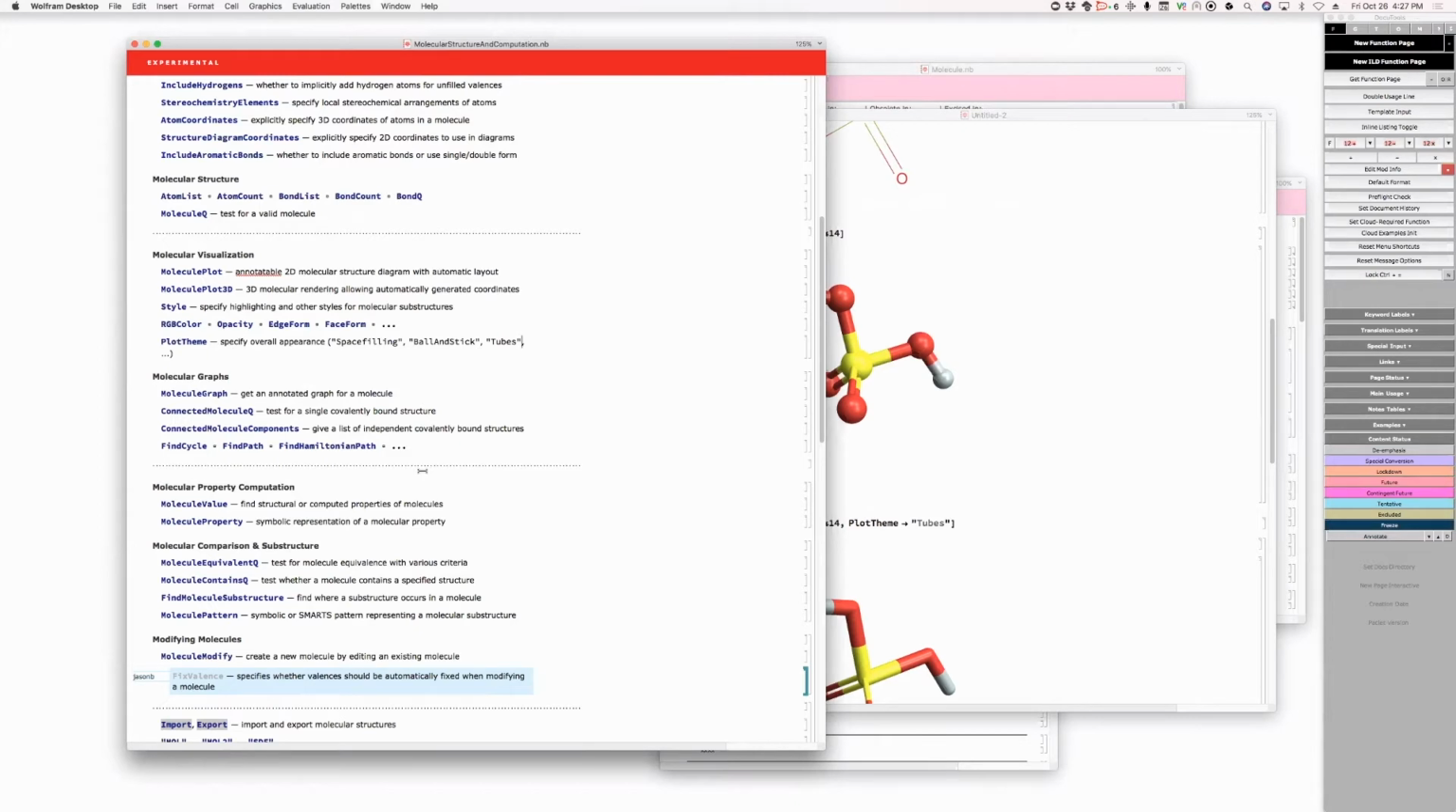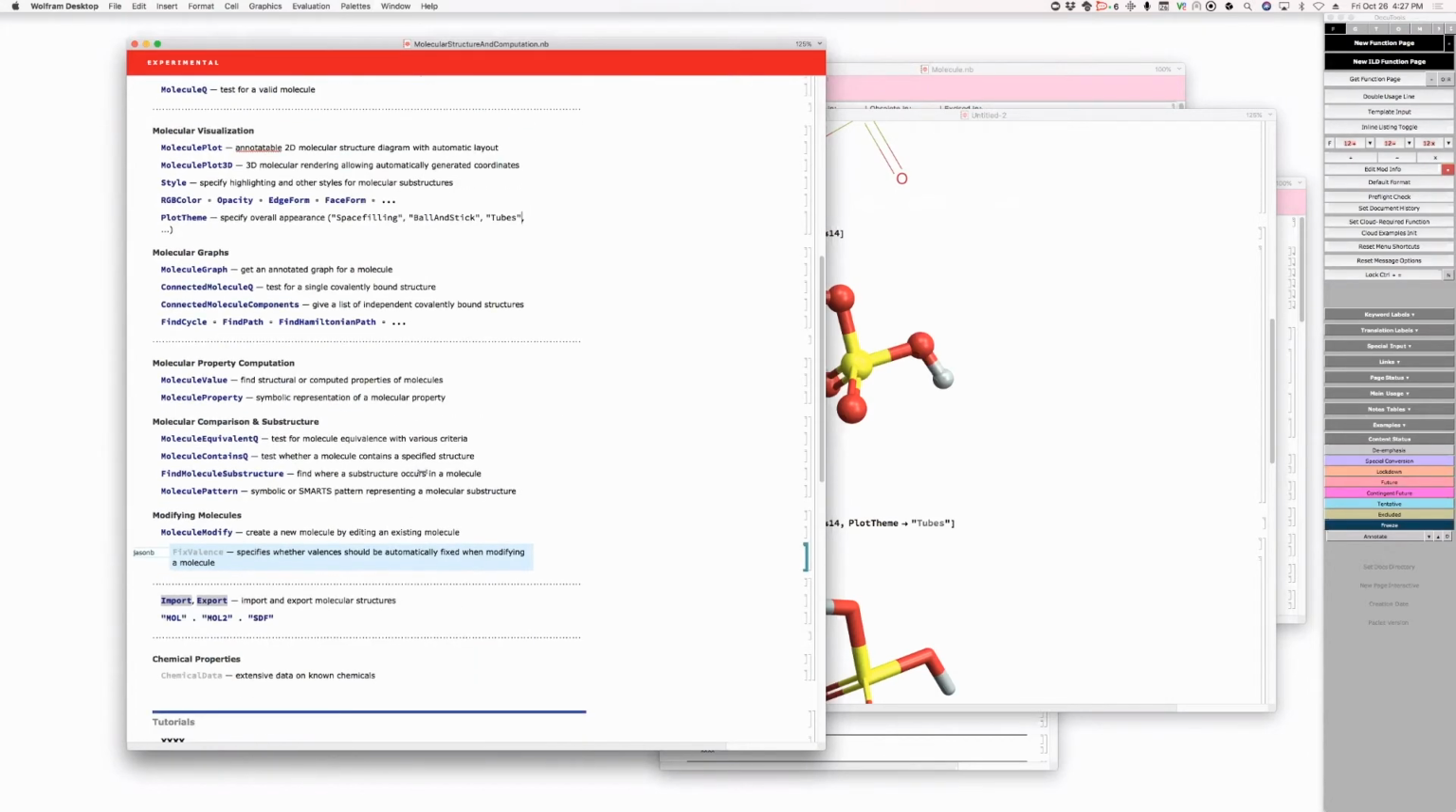Let's see. So the big thing that I wanted to verify before Monday is molecule pattern. I've heard from many people that it's confusing because it's not a Wolfram Language pattern and it doesn't invoke the Wolfram Language pattern. What is this fixed valence thing? That would be an option for molecule modify, kind of a catch-all.